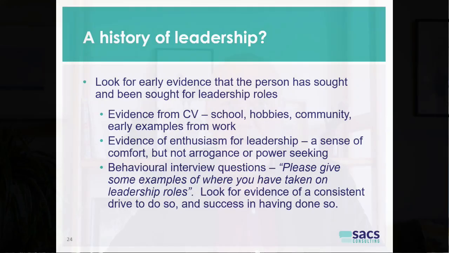One of the things that you might like to look for is a history of leadership. So when you're seeking for somebody who's not just a safe pair of hands, but a leader of the future, inquire into their leadership experience. Have they been in leadership roles socially?